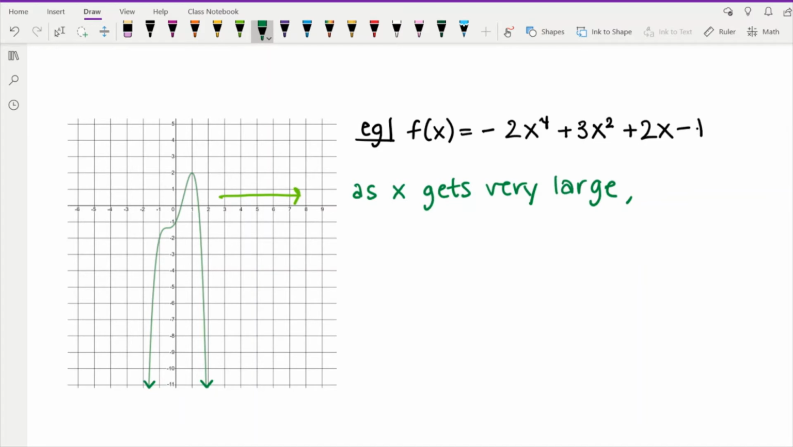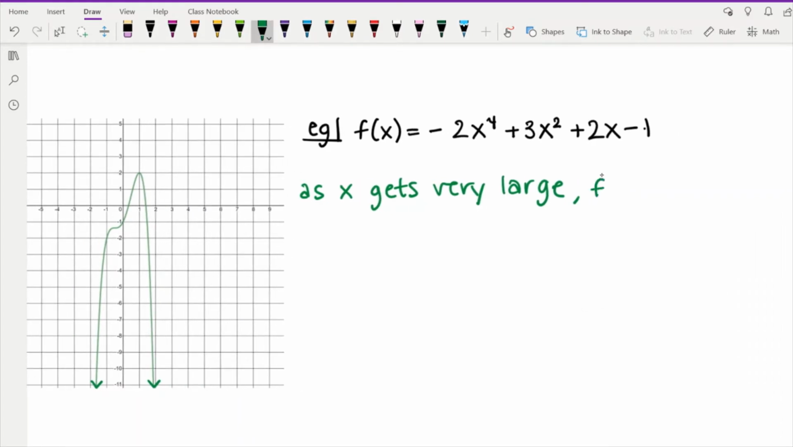Well, they're going down, right? The bigger the number you plug in for x, the smaller your output is going to be. It's going down so steeply that we can't even see a big value of x here; it would be off the graph because this graph is so steep. So what we can see is that as x gets very large, f of x gets very small.